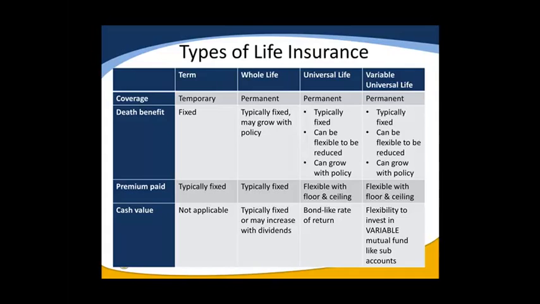As far as universal life and variable universal life, they offer a little more flexibility as compared to whole life. So with whole life insurance, the death benefit is typically fixed. It's possible that the cash value of the policy may offer dividends that can be used to purchase more insurance, thus increasing your death benefit.